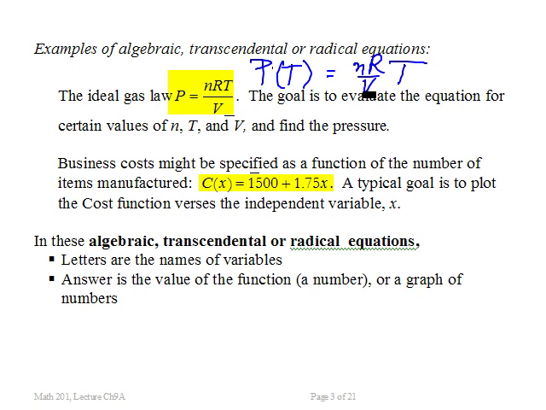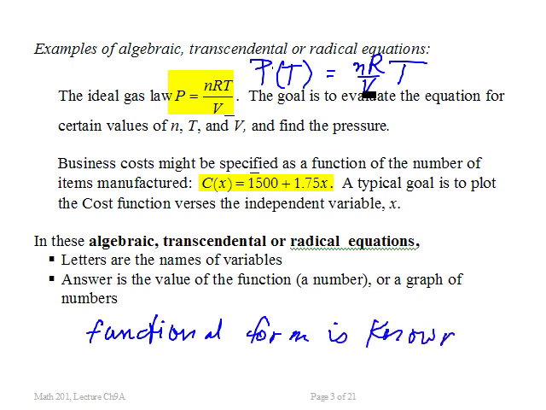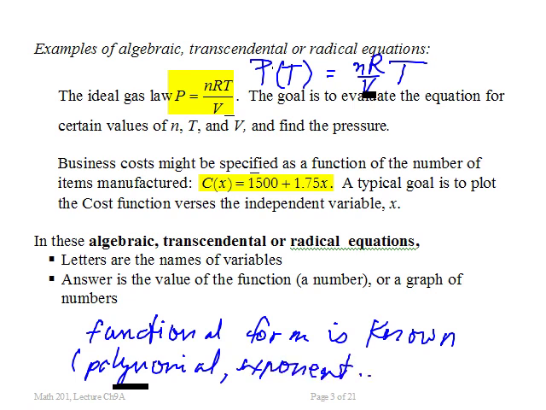So the whole idea here is that the functional form is known. This might seem obvious, but I'm going to write it down here anyway. So here the functional form is known. And the functional form could be a polynomial, could be an exponential, or any combination. Okay. So this is what we have dealt with so far in algebra.